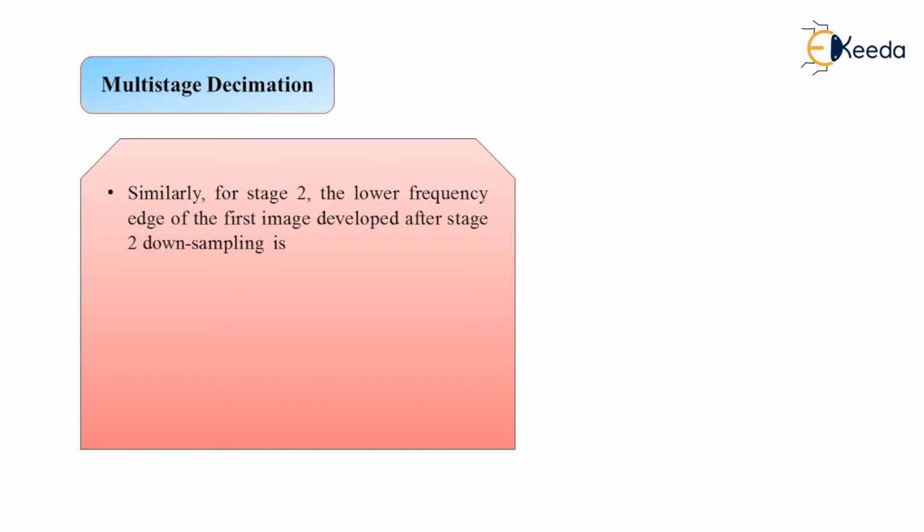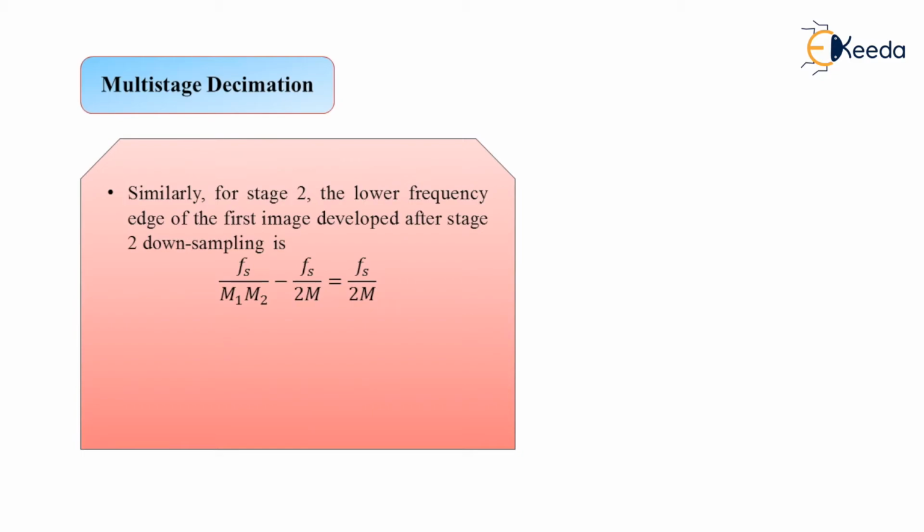In a similar fashion, for stage 2 of the multi-stage decimation, the lower frequency edge of the first image developed after the stage 2 downsampling is shown. Here it is formulated as fs divided by M1 times M2, minus fs divided by twice capital M. So that is equal to fs divided by twice M.